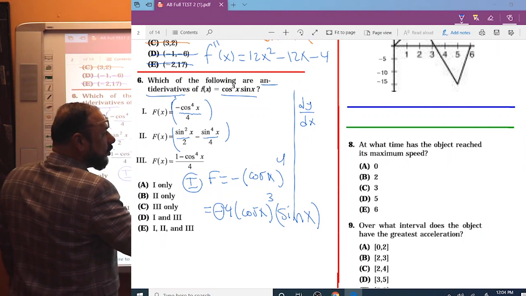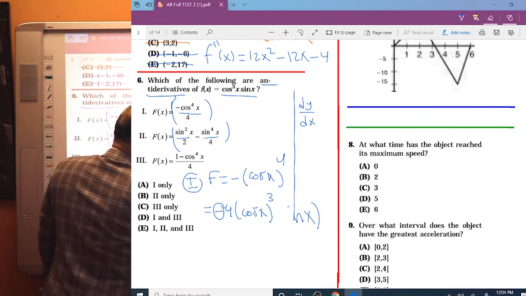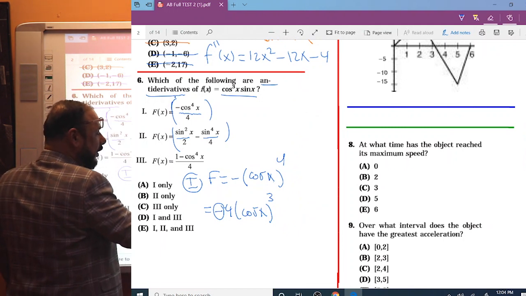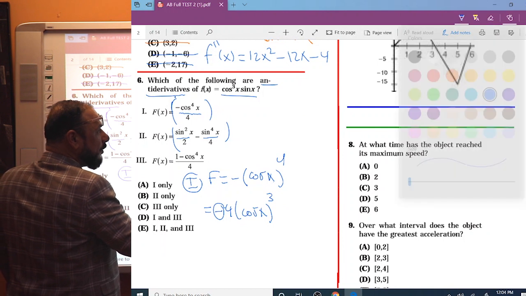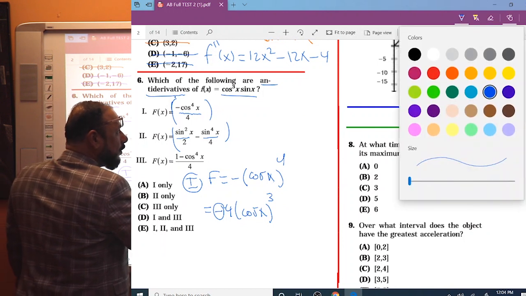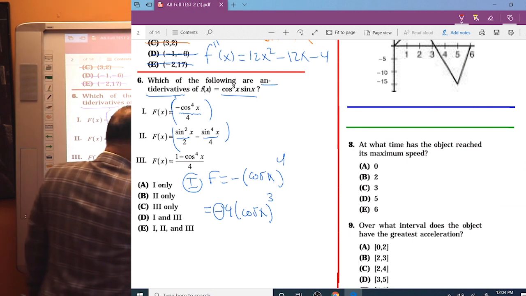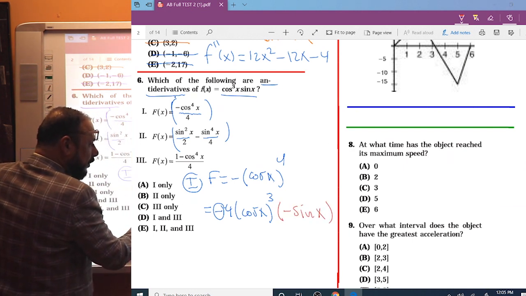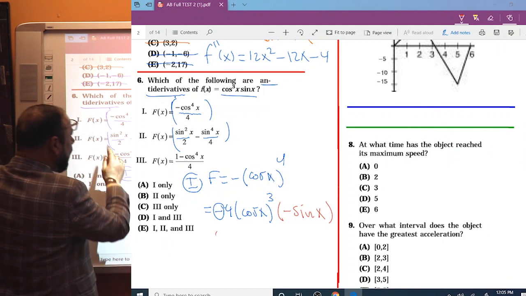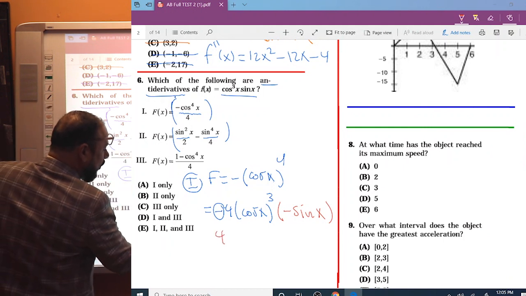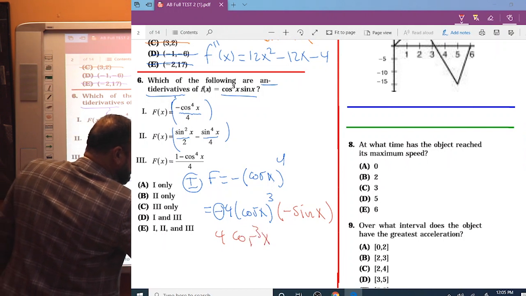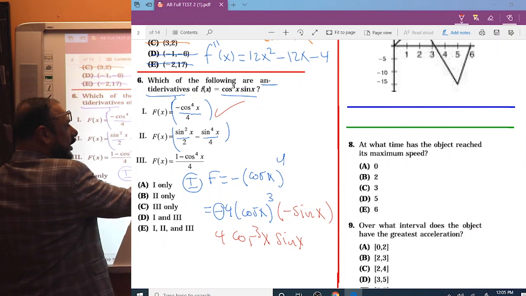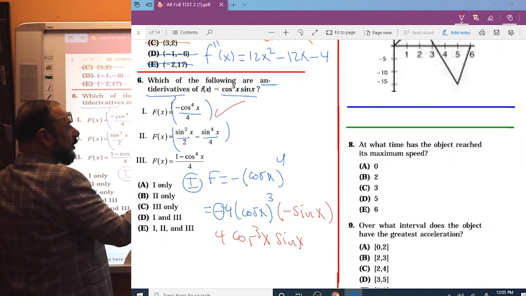Just erase everything to have space. Okay, give me a different color. Which is negative what? Negative sine x. Negative and negative, positive, right? It's going to be 4, which is exactly the same: 4 cosine cube x sine x. Then the first one works with me, right? Now derive this guy.